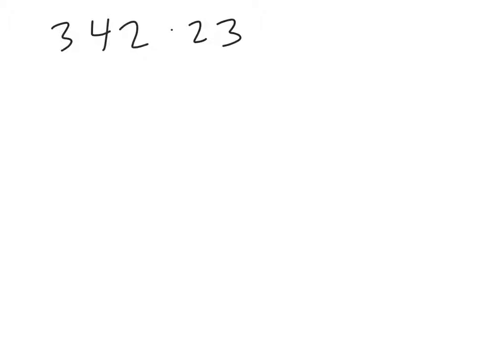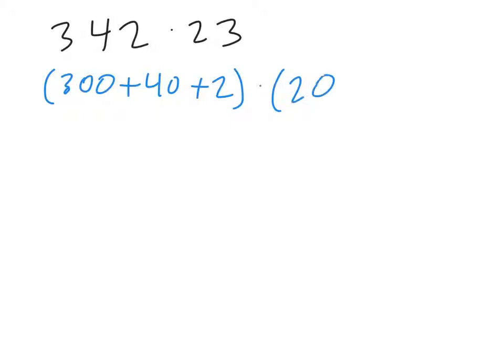And remember when we did the distributive property and found an easier way to multiply numbers using that? Well, this kind of works in a similar way. So let's break this up a little bit. So let's call this 300 plus 40 plus 2. See what I did there? I took 342 and broke it up into each spot. 300, 40, and 2. And so that is being multiplied by 20 plus 3.